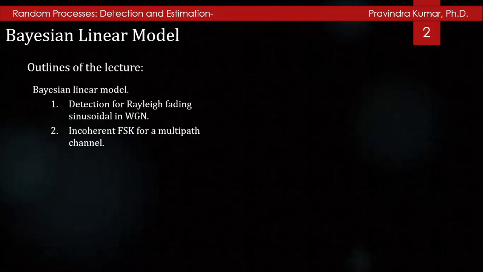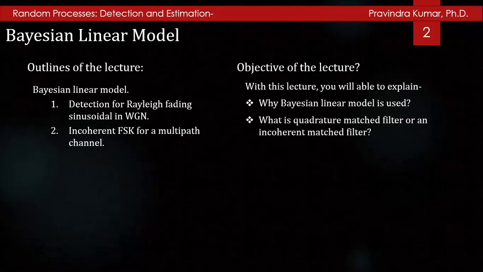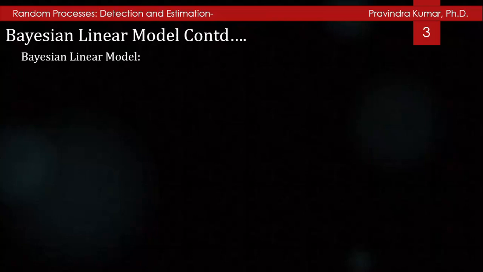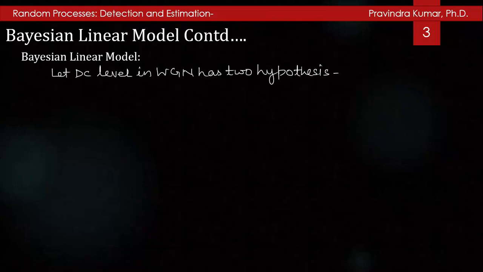we will discuss detection for a Rayleigh fading sinusoid in white Gaussian noise, and incoherent FSK for a multipath channel. And the objective of this lecture is that you will be able to explain why the Bayesian linear model is used and what the quadrature matched filter, or incoherent matched filter, is. So let us start with the Bayesian linear model.